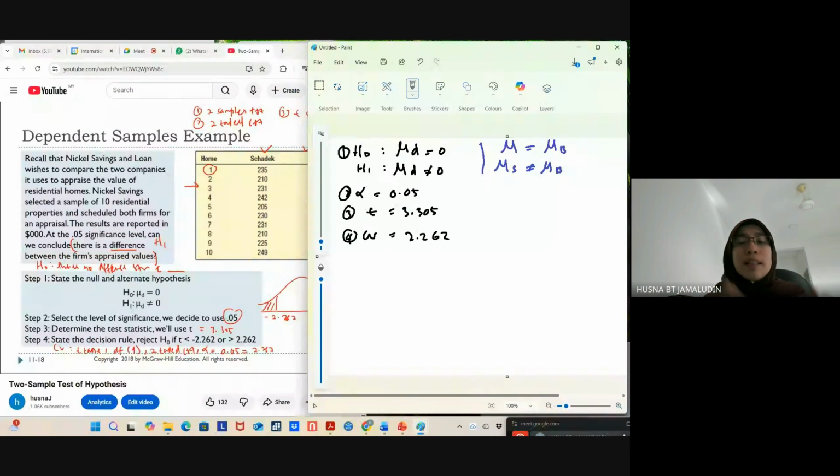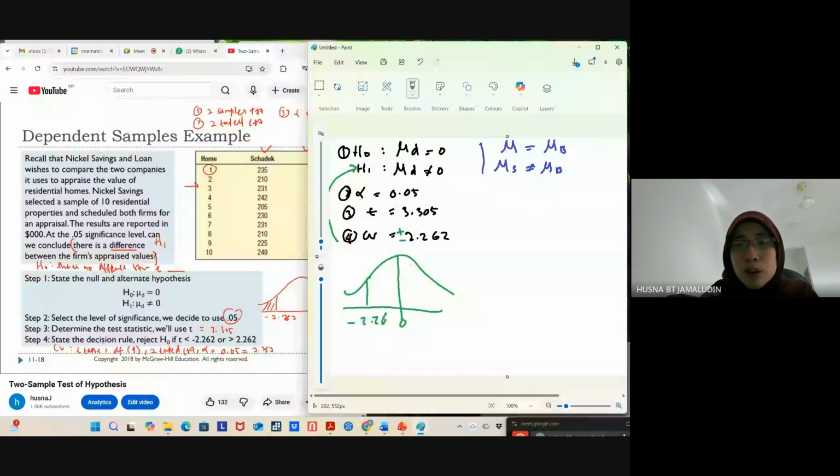Remember, your T table will just give you a positive value. So the sign of the CV, what will you do? You have to look at the H1. H1 here is what we call two tail. So if two tail, you have to carry plus minus. So when you draw a diagram, don't forget plus minus. So you have negative 2.262. This is plus 2.262. So this is the rejection region.